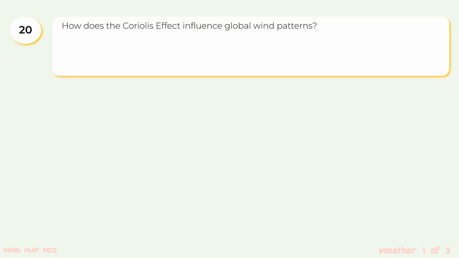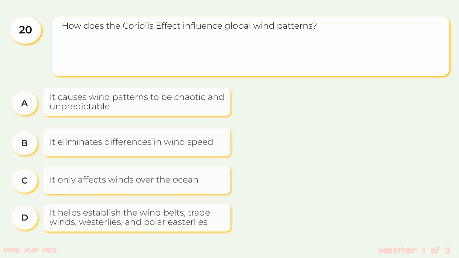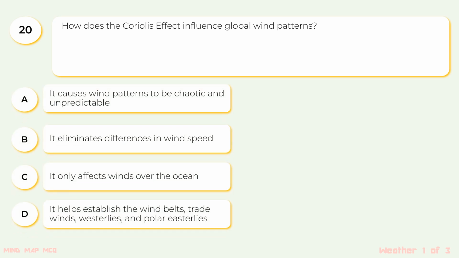20. How does the Coriolis effect influence global wind patterns? The options are A. It causes wind patterns to be chaotic and unpredictable. B. It eliminates differences in wind speed. C. It only affects winds over the ocean. D. It helps establish the wind belts, trade winds, westerlies and polar easterlies. The correct option is D. It helps establish the wind belts, trade winds, westerlies and polar easterlies.